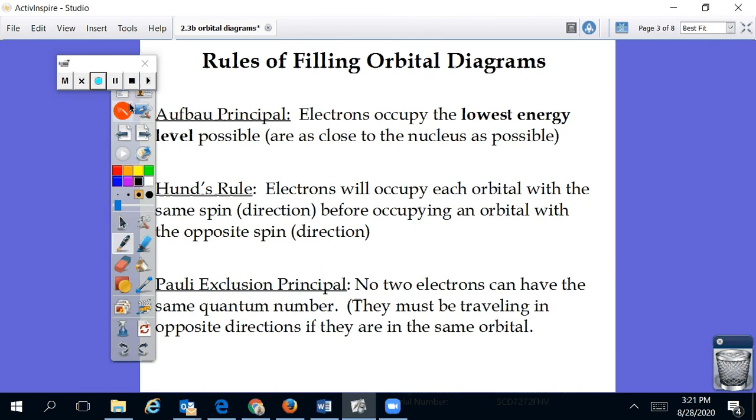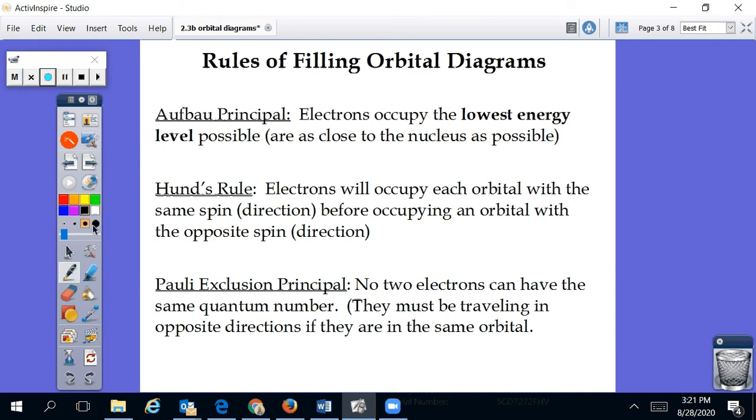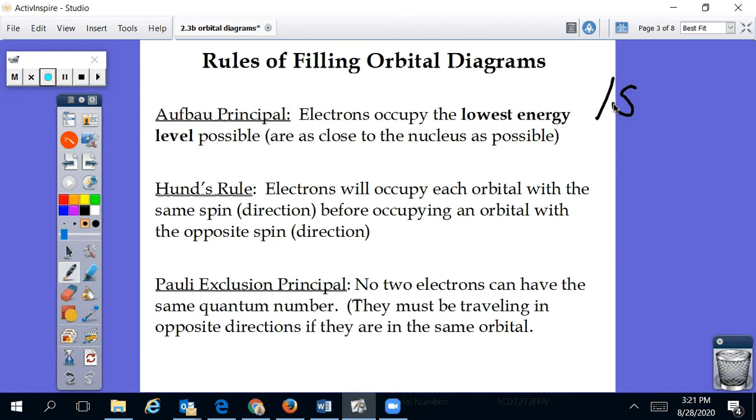Okay, now let's look at our rules for filling orbitals. These are important, and you have to know these. The first one is called the Aufbau principle. What it's saying is that electrons will occupy the lowest energy level possible. They're going to be as close to the nucleus as possible. So that goes with our principle about reading the periodic table like a book, left to right, top to bottom. You're going to start with 1s before you go to 2s.